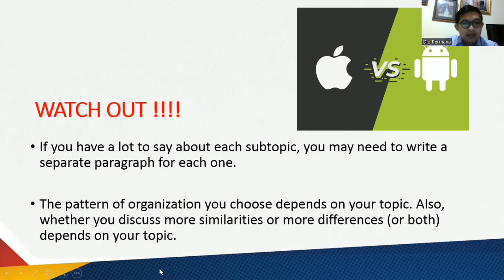And then second, the pattern of organization you choose depends on your topic. Whether you discuss more similarities or more differences or both depends on your topic. For example, you want to explain Android versus iPhone, iOS versus OS. So it depends on you. You look at the processor, maybe the subtopic is the processing system, or maybe you will focus on the brands that use Android and Apple. It depends on you.